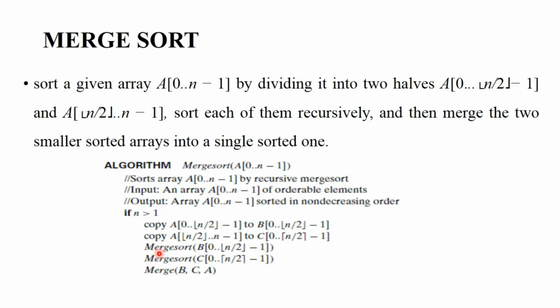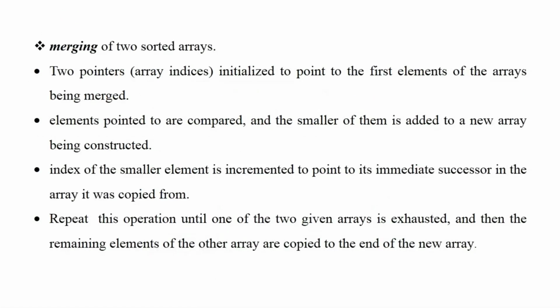Once these two arrays B and C are sorted, then we shall use another function merge, which will merge the two sorted sub arrays B and C to get the final sorted array A. In order to merge the two sorted arrays, we need two different pointers. These pointers will be initialized to point to the first elements of the arrays that are sorted and which are now going to be merged.